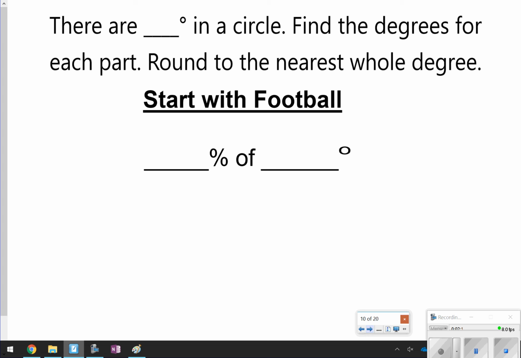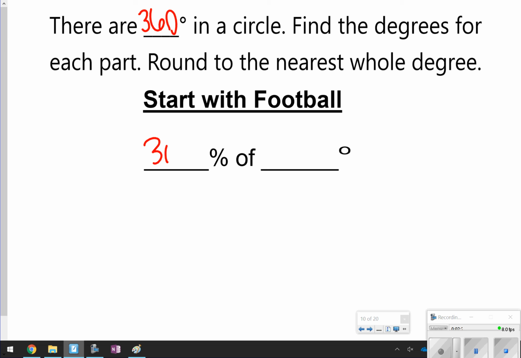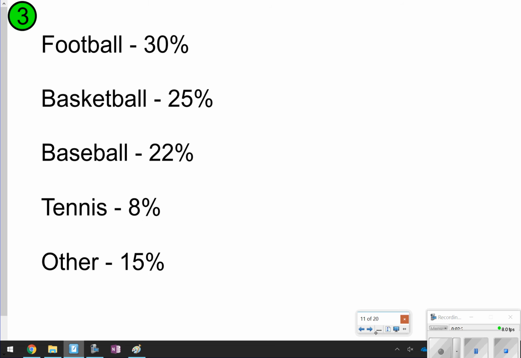So what we're essentially doing is taking the 360 degrees in a circle, and we're going to find the degree measurements for each part. First off, if we're starting with football, football is 30%, so you're basically finding 30% of 360 degrees. How we're going to do that is take each of these percentages, this will be number 3 in your notes, and multiply those percentages by 360. So why don't you go ahead and do that, pause the video now, and find each of the degree measurements. Once you're done, click play.